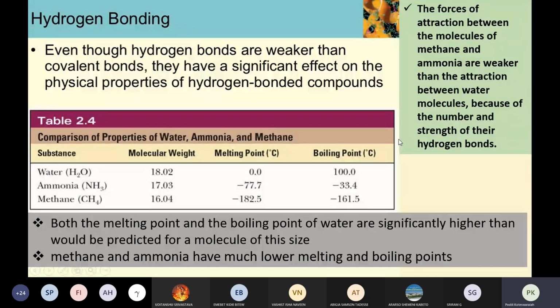And with this hydrogen bonding, since water has an exceptional capacity for forming hydrogen bonds with other water molecules and others as well, if you see the melting point and boiling point of water, the boiling point is very high compared to other molecules of similar molecular weight, such as ammonia and methane, because water has an exceptional capacity for forming hydrogen bonds. That's why it has the higher boiling point. Compared to ammonia and methane, the interaction between water molecules is stronger with hydrogen bonds.